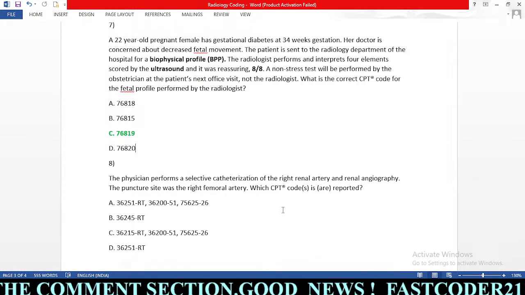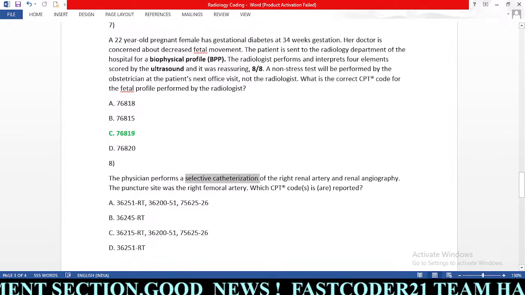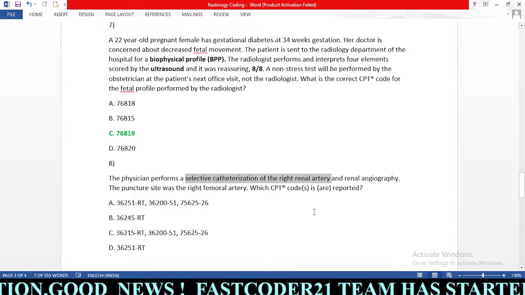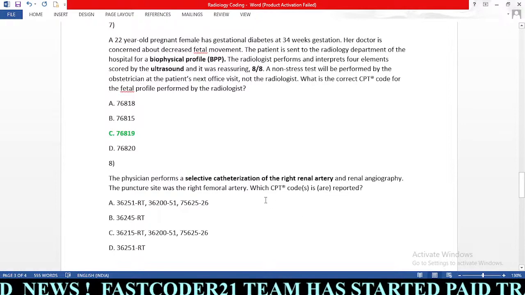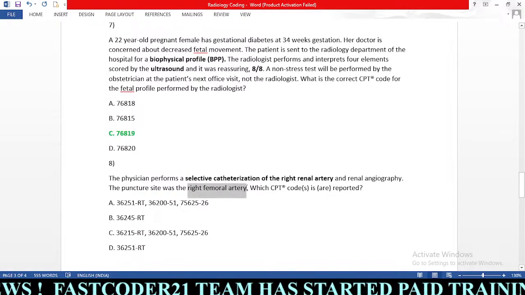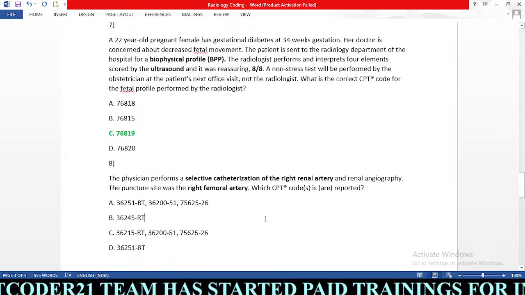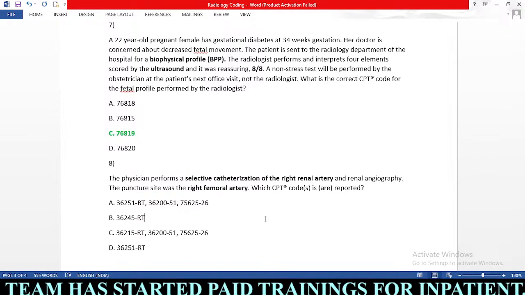So we will discuss the answer now. The physician performs selective catheterization of the right renal artery and renal angiography. The puncture site was the right femoral artery. So basically, in order to code this question, we need to understand what is selective catheterization and non-selective catheterization.